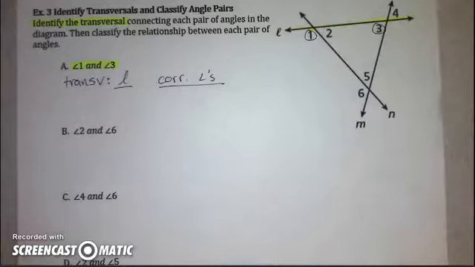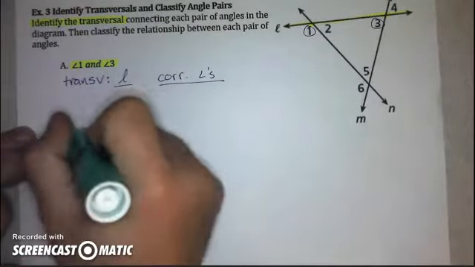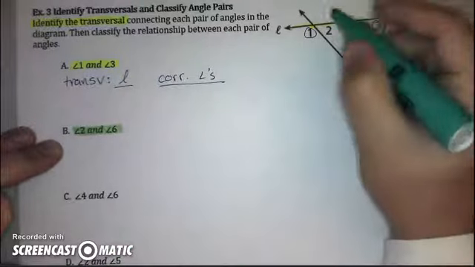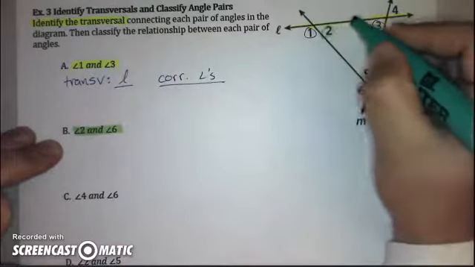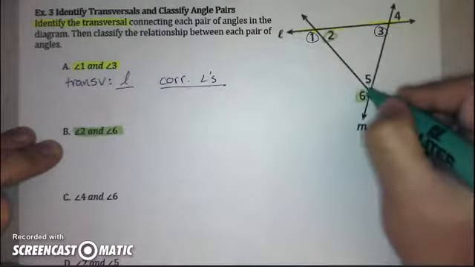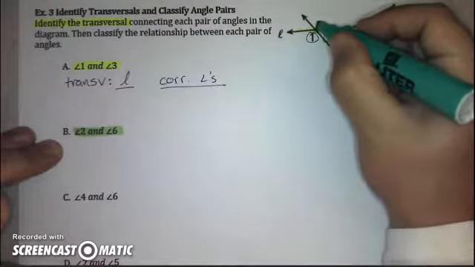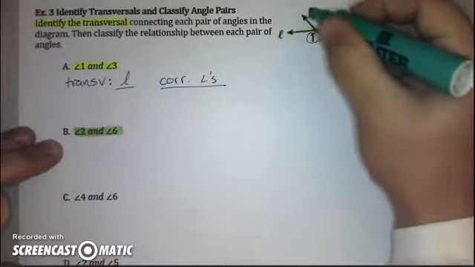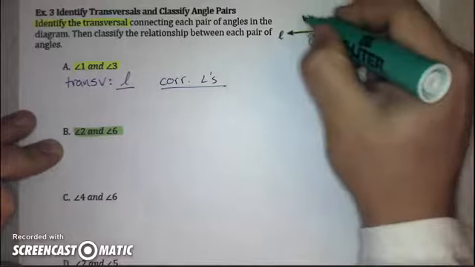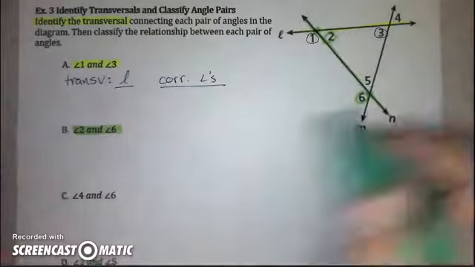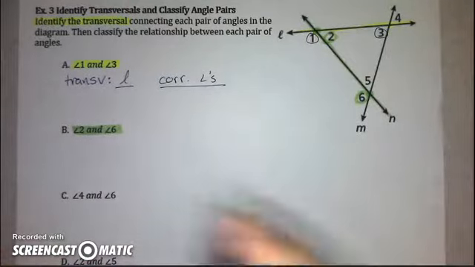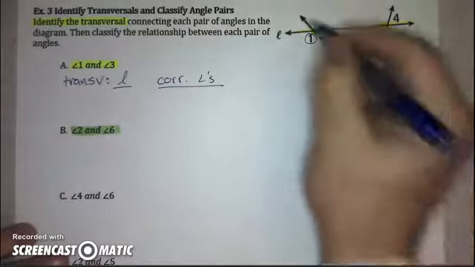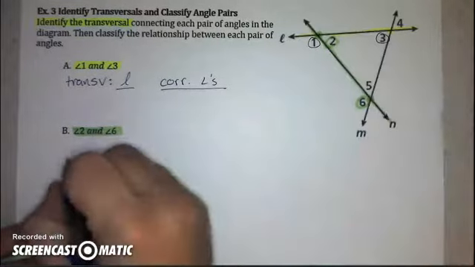Okay. Part B refers to angles 2 and 6. So we're going to identify those angles. 2 and 6. Here are their vertices. Both of these points, both these angles, are on line N. So line N is the transversal because both angles share line N. They're both on line N. So that's your transversal.